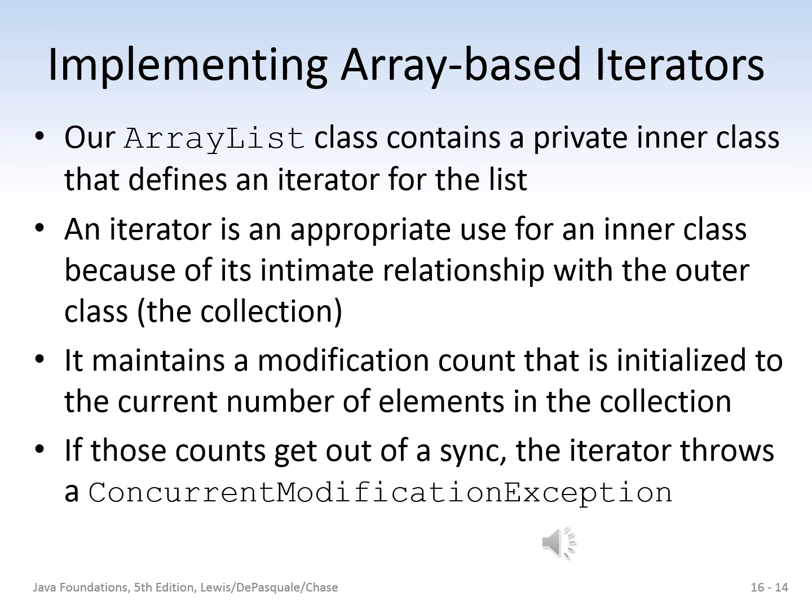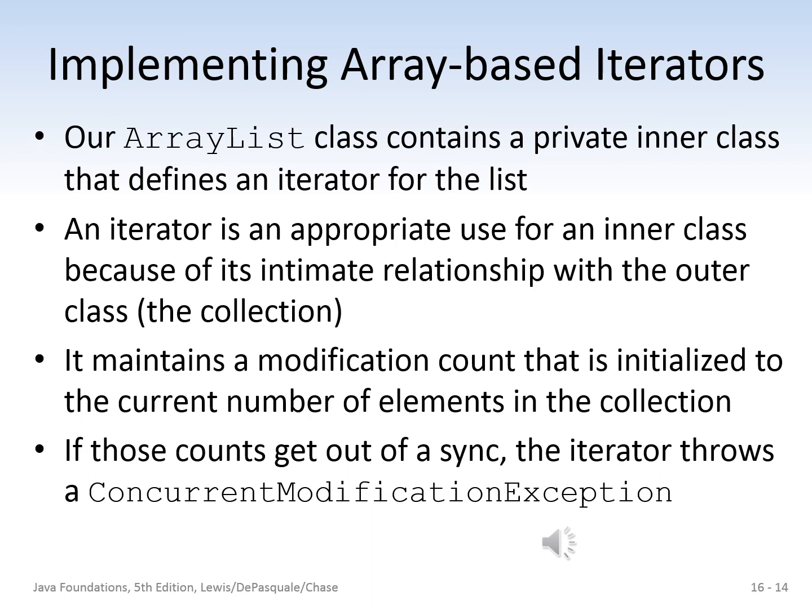When we implemented the ArrayList class, you may or may not have noticed that it contained a private inner class that defines an iterator just for the list. Using an iterator in this way is appropriate because of the intimate relationship the inner class has with the outer class, which is the collection. It maintains a modification count that is initialized to the current number of elements in the collection. If those counts get out of sync, the iterator throws a concurrent modification exception error.